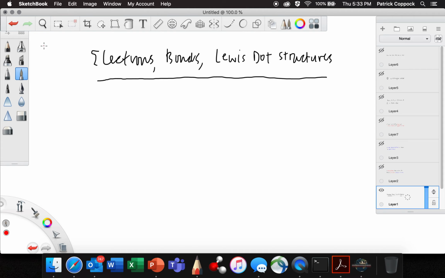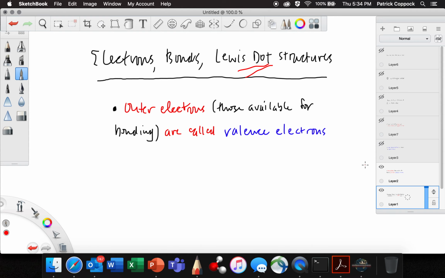Okay, so the tool we're going to use for making structural predictions or for understanding small molecules is Lewis dot structures. That's the tool we're going to use. In order to appreciate this, let's first remember that the outer electrons, those that are available for bonding, are called valence electrons. So the valence electrons are the outer electrons.